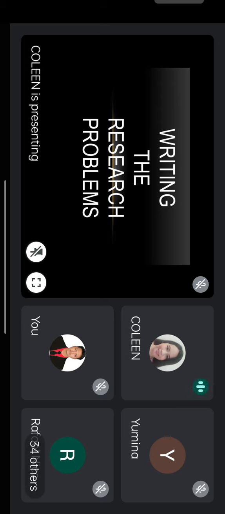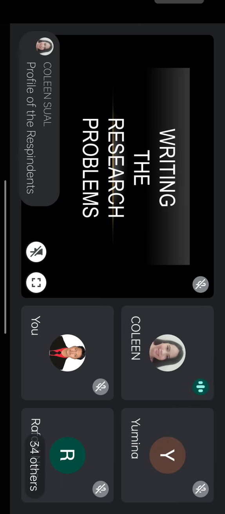Example of declarative format in phrase form, profile of the respondents.